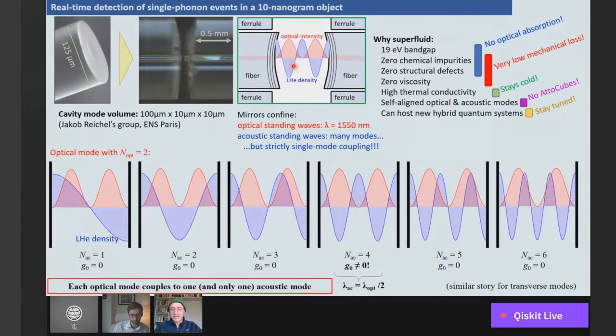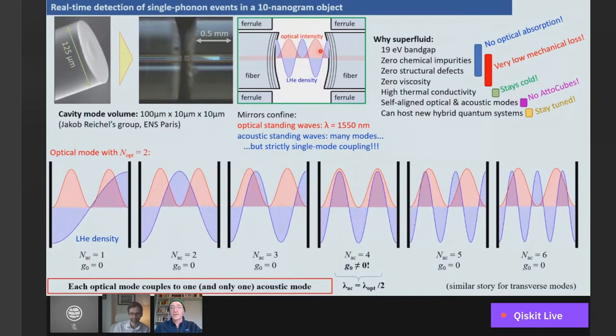And it's really nice that in these devices, basically because the optical mode and the acoustic mode satisfy the exact same boundary conditions, the basic structure of mode orthogonality means that their overlap integrals are always zero, except in one case. So if I consider this optical mode, same in every case, and then I consider all the different acoustic standing waves, you can see that the overlap integral of optical intensity with helium density is zero, zero, zero, not zero, in fact, maximal, zero, zero, zero, zero, because of just the fact that eigenmodes of a given cavity are all orthogonal functions.